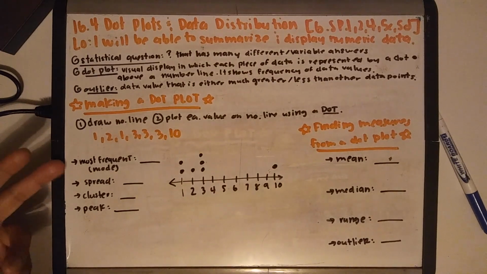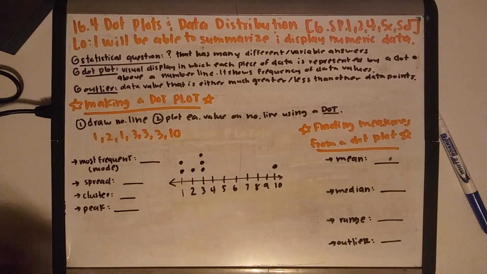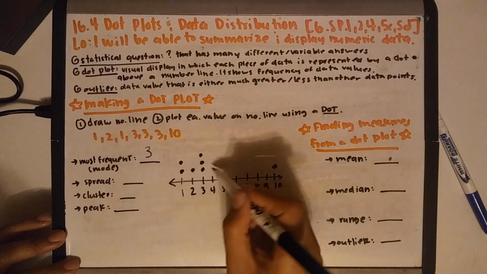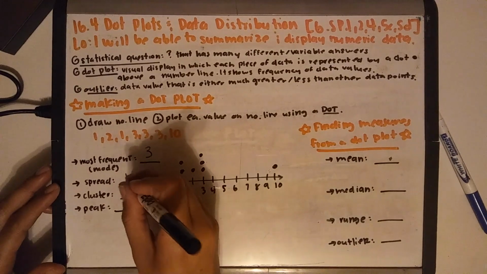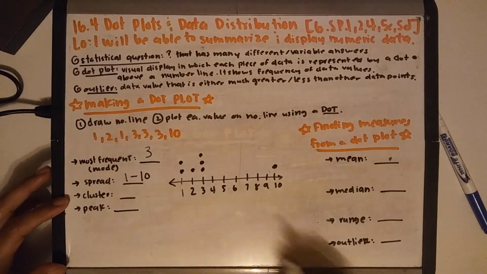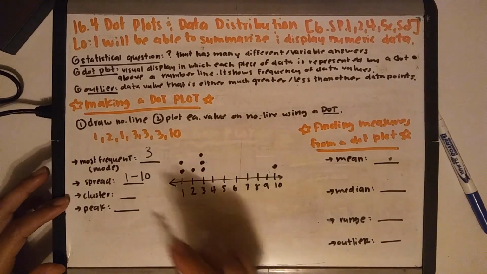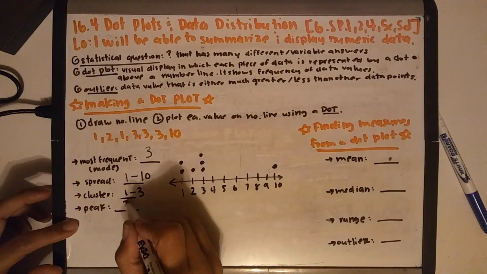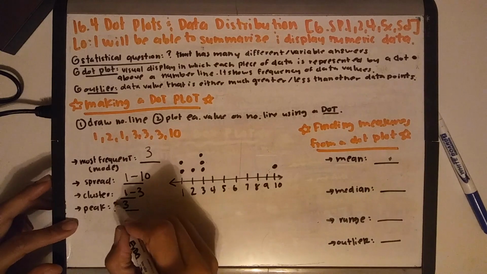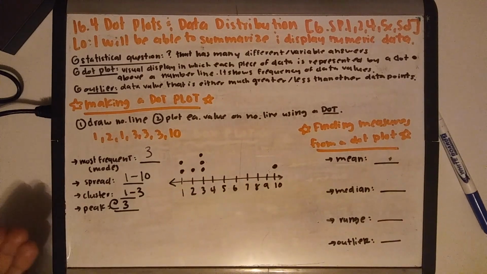So in this case, what's the most frequent, or what we'll call the mode? The most frequent is 3, because I have 3 dots there. What's my spread? It goes from 1 to 10, so I can say 1 to 10. And then cluster, there's a cluster right here between 1 and 3. The peak is at 3, that's the highest. Okay, and so that's how I can show the distribution and summarize the data.